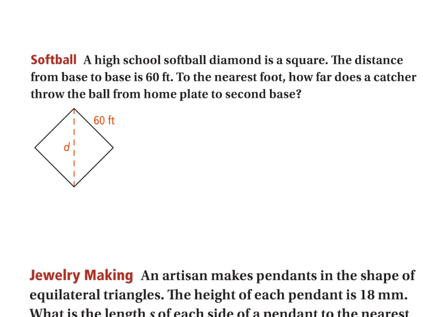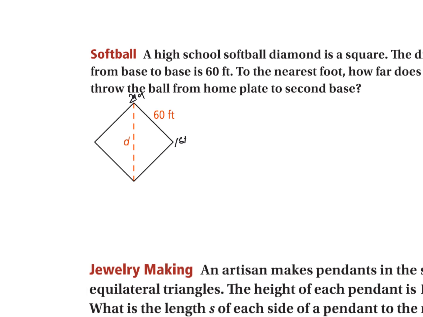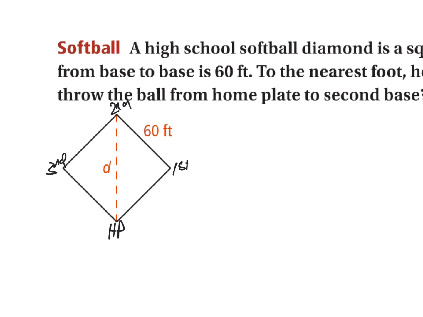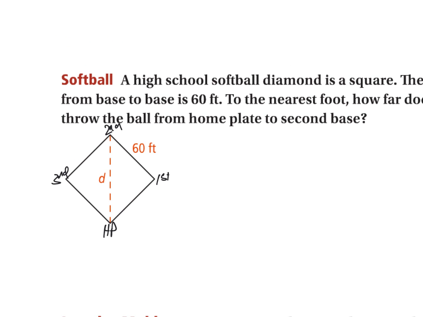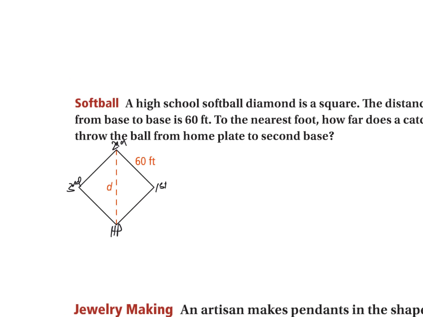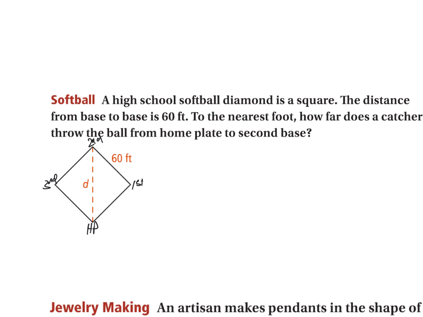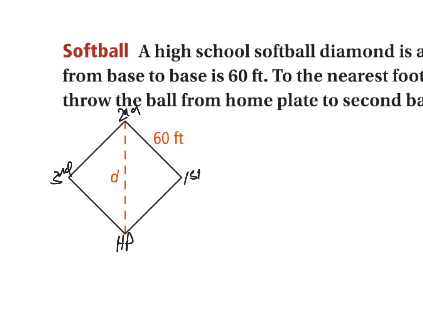A high school softball diamond is a square. The distance from base to base is 60 feet. So for example here, for those of you maybe not familiar with softball or baseball, this is going to be first base, here is your second base, here is third base, and here is home plate. Okay, and so the distance between the bases is 60 feet. To the nearest foot, how far does a catcher throw the ball from home plate to second base? And so right there, we're looking for the distance there on that dotted line.